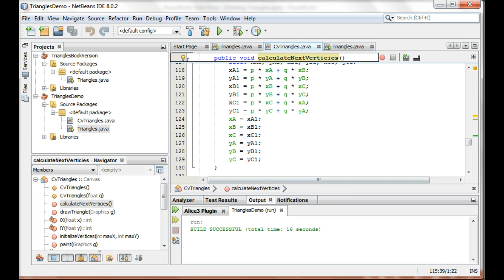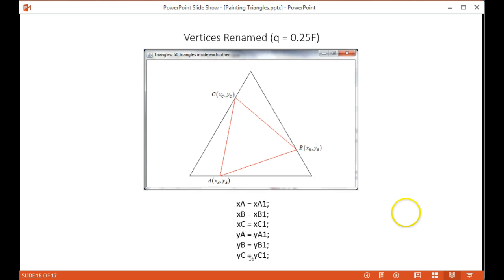So what does that look like? That looks like this. Now what's happened is this used to be A1, now it's A. Now this is XA, YA. This point that used to be B1 is now B. That's what all these assignments are doing. And this point that used to be C1 is now C. So we've renamed all our vertices in that step.